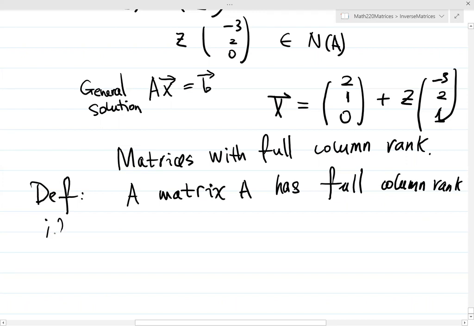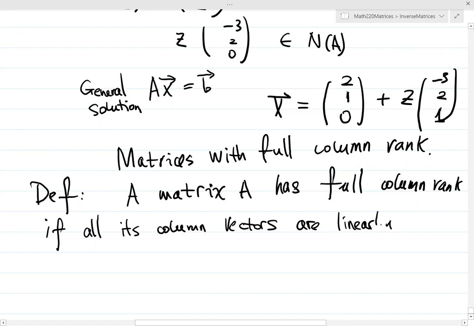If all its column vectors are linearly independent, i.e., they span a column space of the largest dimension, then A has full column rank.